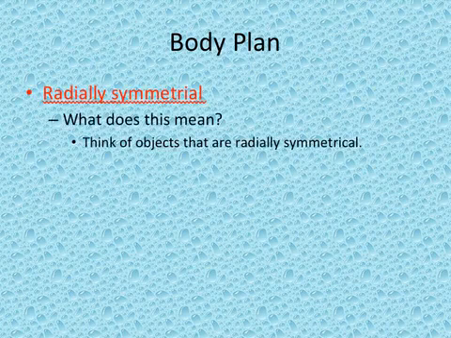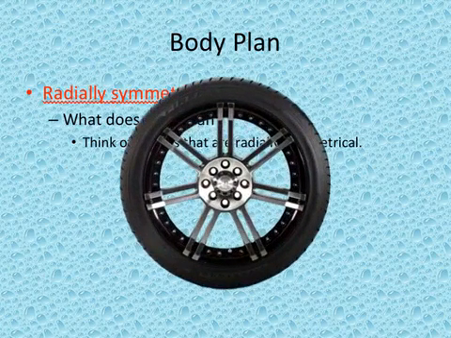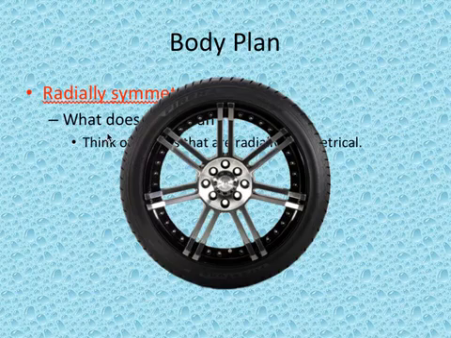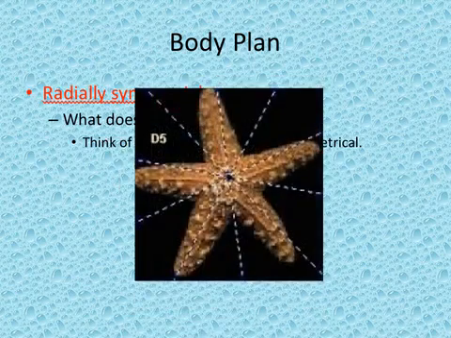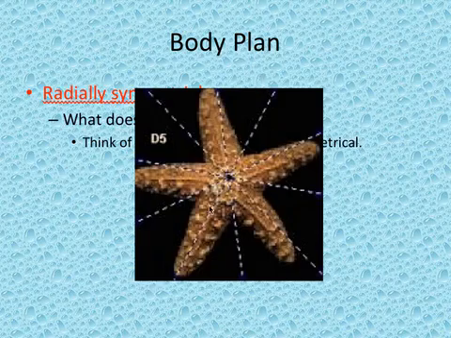So cnidarians are radially symmetrical. What does this mean? So think of objects that are radially symmetrical, and probably the easiest example is a tire. Any way you cut this wheel, any way you cut this tire, the other half is exactly the same, and that's what it means to be radially symmetrical. The same thing goes for this sea star. Any way you cut it, the other half is identical.